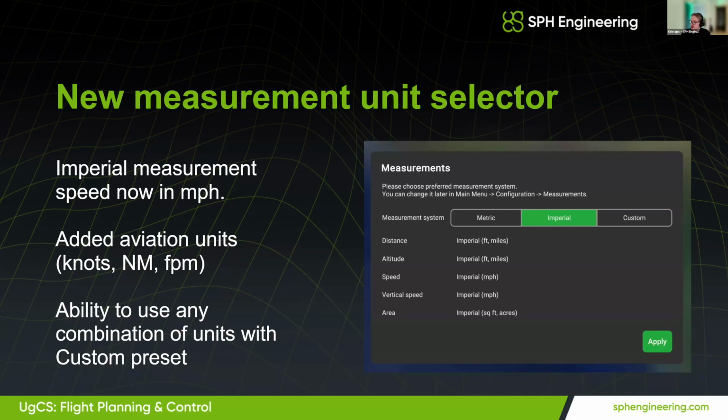We also added aviation measurement units, since I know some users have requested to be able to see the speed in knots, measure distance in nautical miles, and measure the vertical speed change in feet per minute. So now these units are also available, and as you can see in this toggle, if you go to the custom section, you can choose a mix of different units. Maybe for some units you want metric, for some you want imperial, for some you want aviation. So in case you've been waiting for this, now it's here.